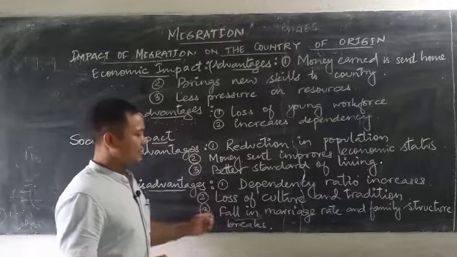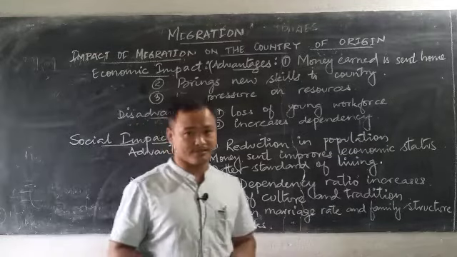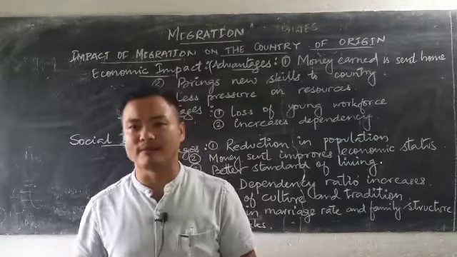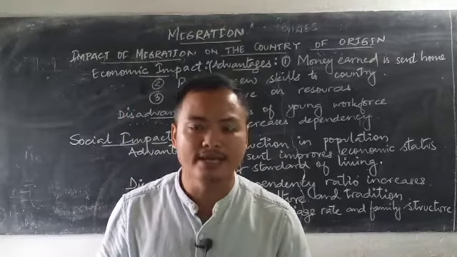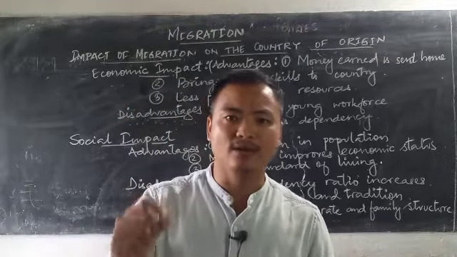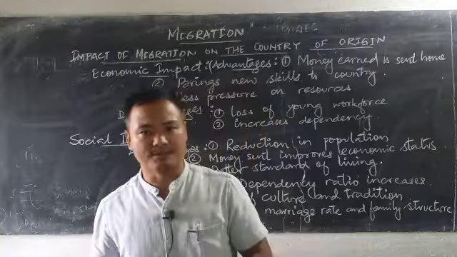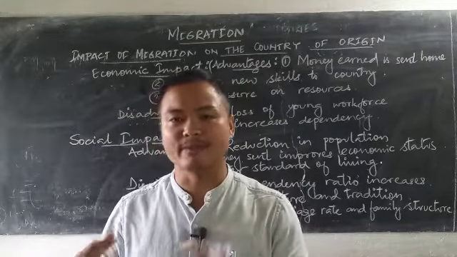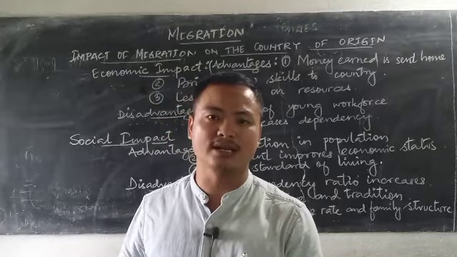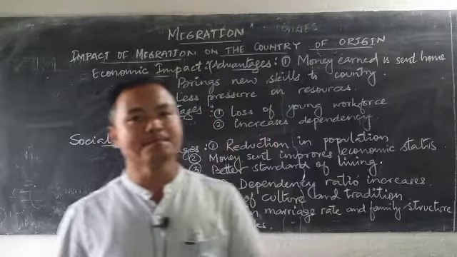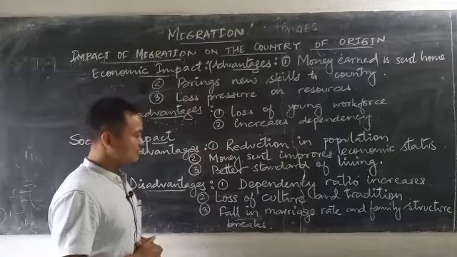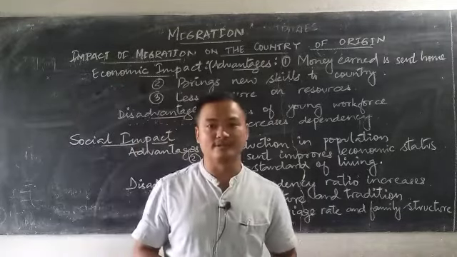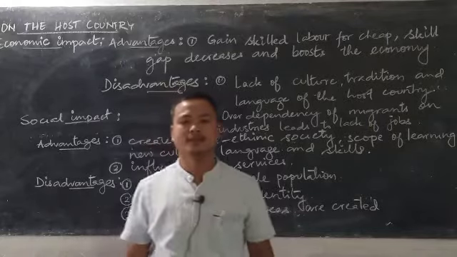Third is fall in marriage rate and family structure breaks. Now, since most of the young people migrate, and when we say young people, it is mostly men who migrate to other places. So when mostly men are migrating, we get to see that women, or married women, are mostly left alone back home in their source country. So this sometimes results in the family structure breaking.